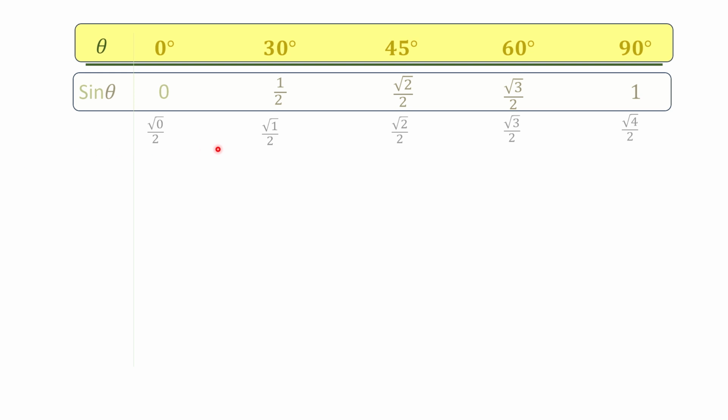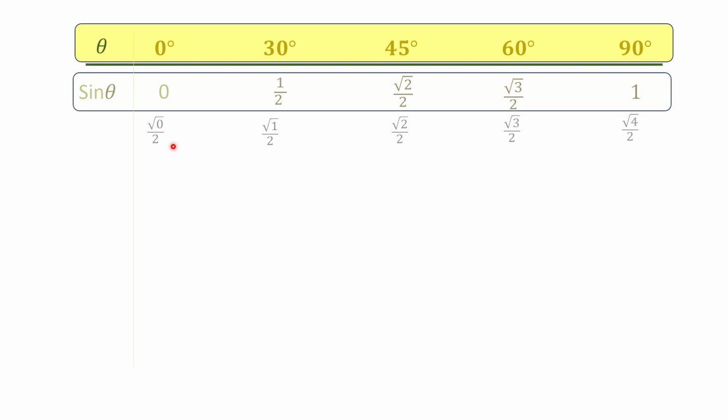So after writing them like this, then you can see the pattern easily, right? So all the denominators are the same, but the numerators are root 0, root 1, root 2, root 3, root 4. It's a sequence. Hopefully you have seen it like I do.